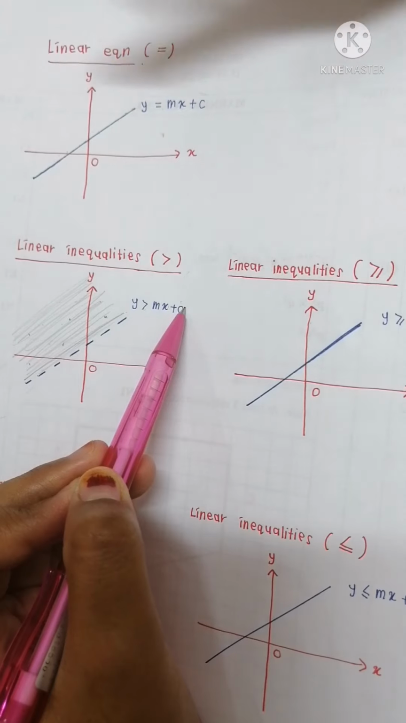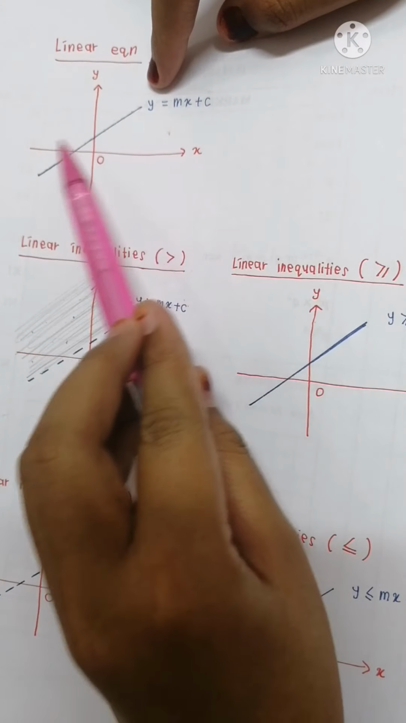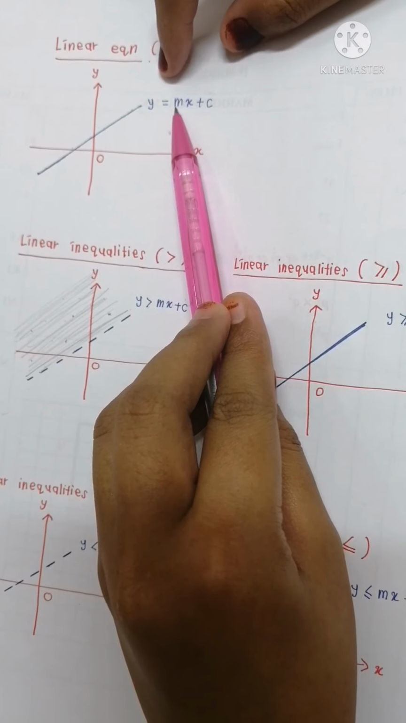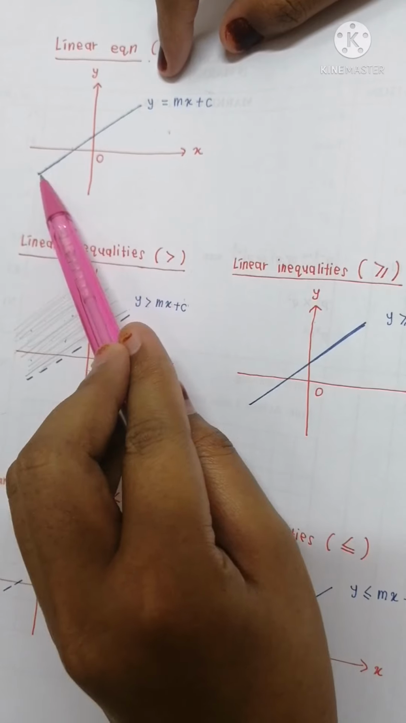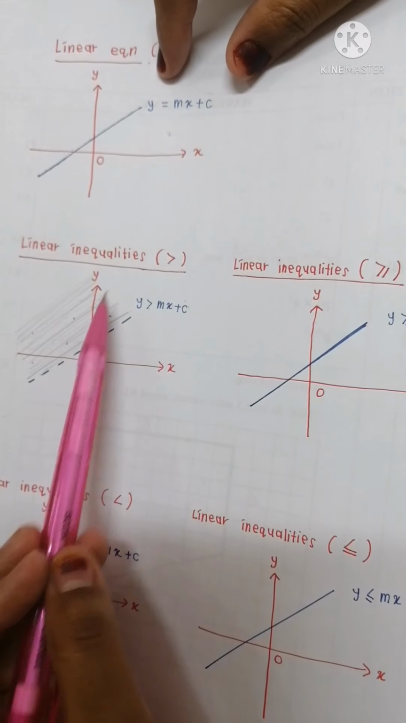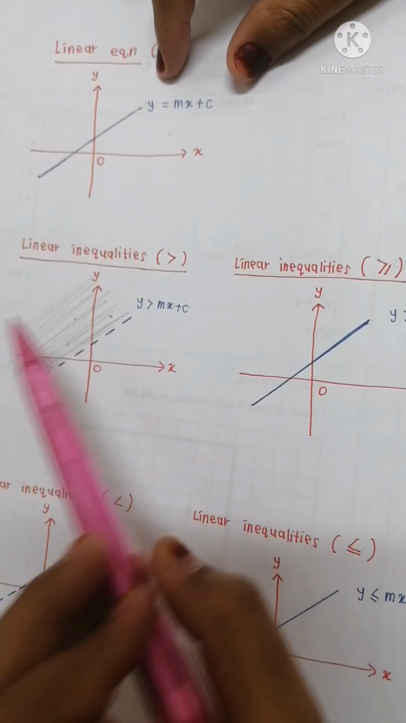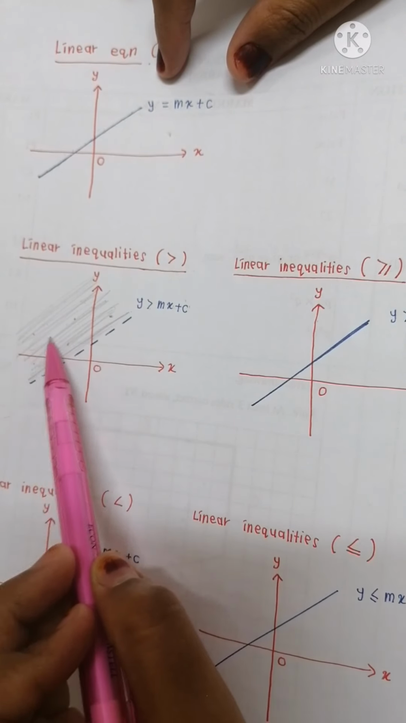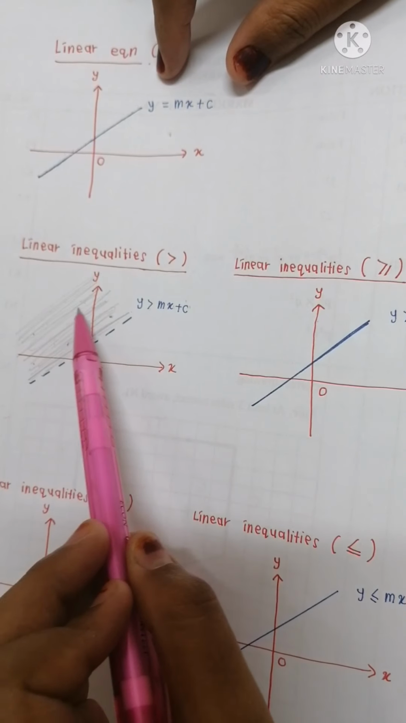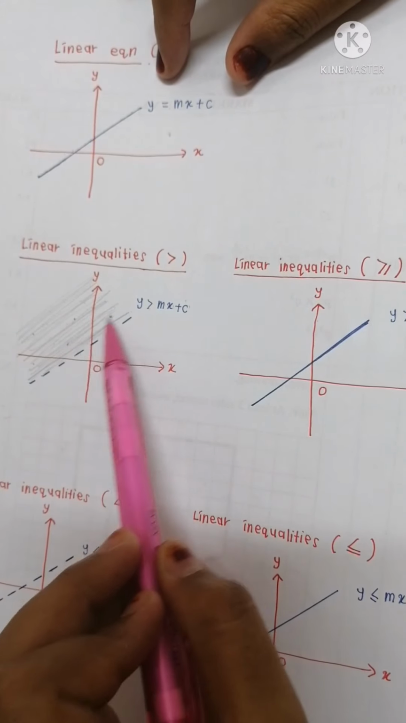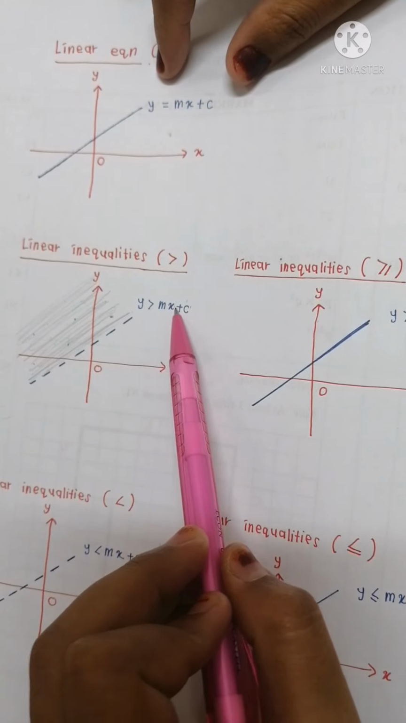Okay, in a linear equation, all the points that lie on the straight line satisfy the equation, which is y equals mx plus c. But for linear inequalities, for greater than, the region is in here. So all the points that lie in the region above satisfy the linear inequality of y greater than mx plus c.